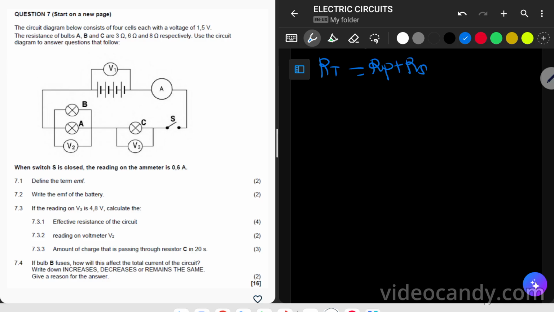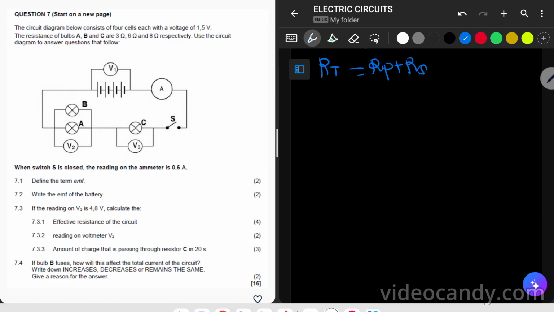So you go to the illustration and look: do I have resistors that are in series? Yes, I do have a resistor that is in series, not in a parallel format with any other resistor. That is just a standalone resistor. As you can see, resistor C is the only resistor that does not have any resistor in parallel with it. Therefore, RS will be the resistance of C.